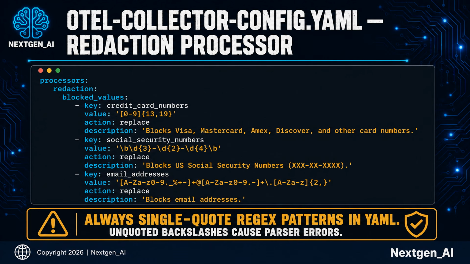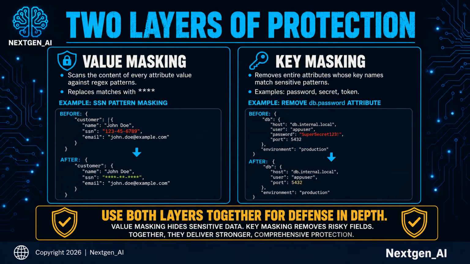When the redaction processor scans a span or log line, it applies every regex in the blocked values list. If a pattern matches, the processor automatically replaces the matched text with a mask, typically 5 asterisks. This regex-based approach ensures that PII is scrubbed regardless of the context in which it appears, providing a robust defense against accidental data leakage. While regular expressions are excellent for unstructured text, much of the data handled by OpenTelemetry is highly structured, consisting of key value pairs in span attributes or log contexts.